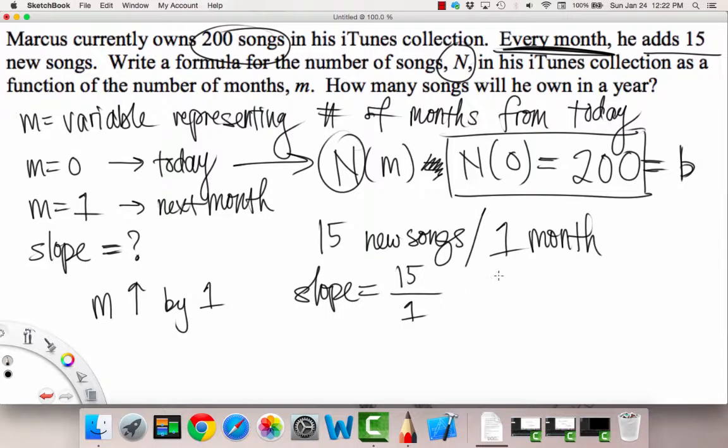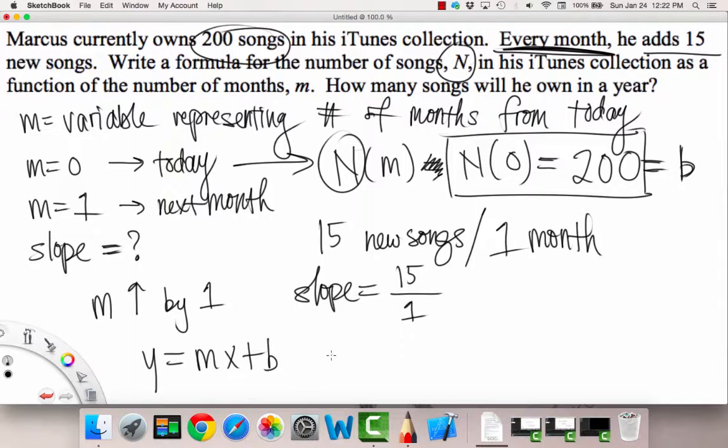So we found our slope, and now we'll just plug it into the slope-intercept formula. That would be y equals mx plus b, this kind of form, but instead we'll write it in terms of n and m.